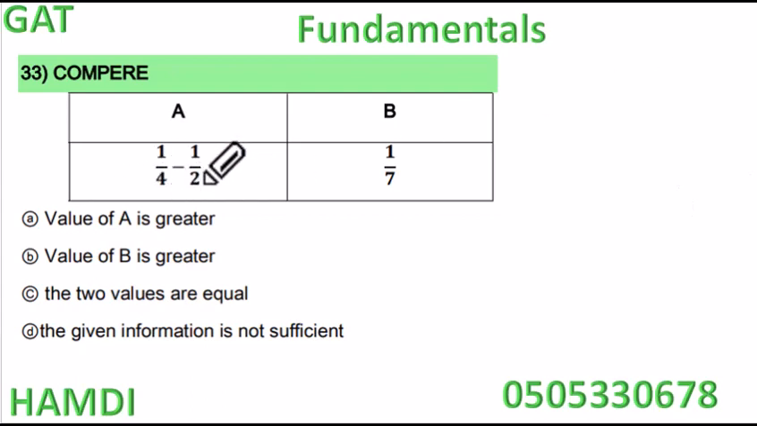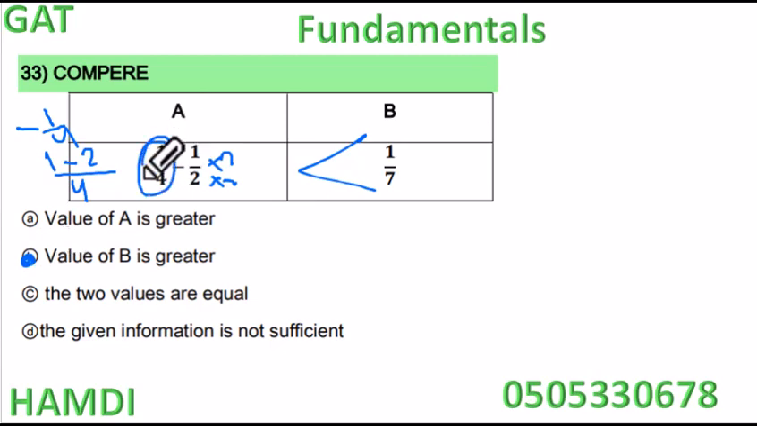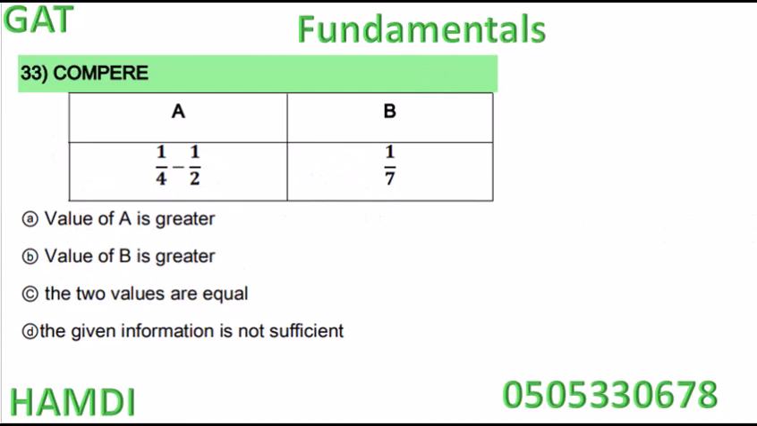Here 1 over 4 minus 1 over 2, we make the LCM 4. So 1 minus 2, multiply here times 2 and multiply here also times 2. 1 minus 2 is negative 1 over 4, here negative and here positive. Positive is greater, so value B is greater. Or directly, this value is less than that one, so it will be negative. Negative is less than positive. B is the greater value.